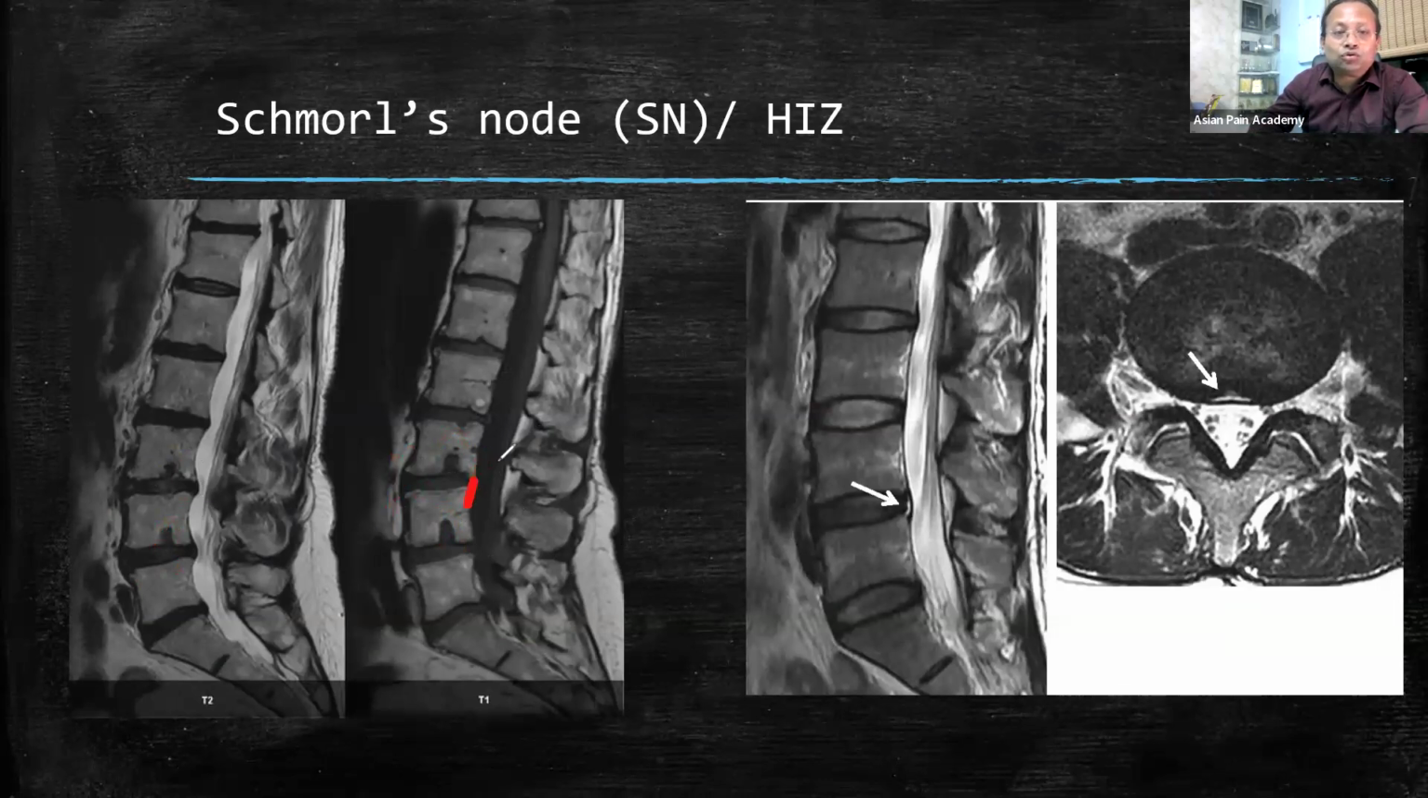It can go through the end plate of the upper vertebra or lower vertebra even. So if it punctures your end plate and goes through into the upper vertebra or lower vertebra, this is called Schmorl's node. In general, it is not painful. You don't have to do anything, but it can become painful in some cases.